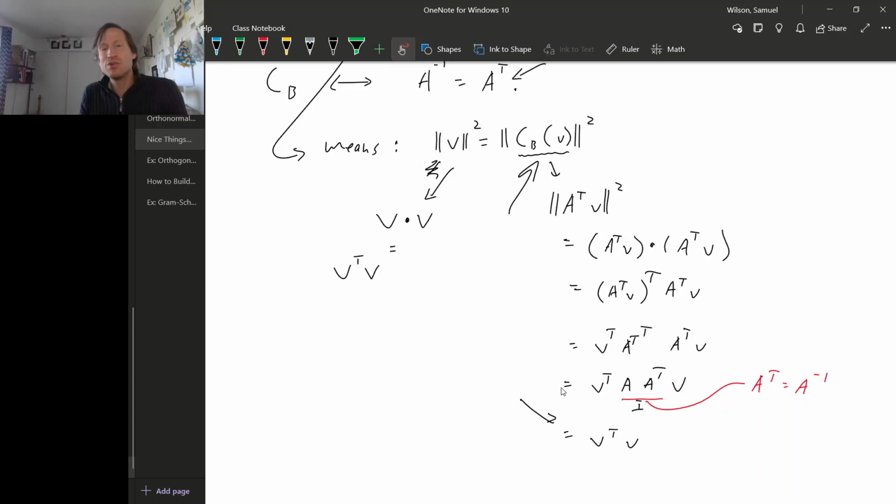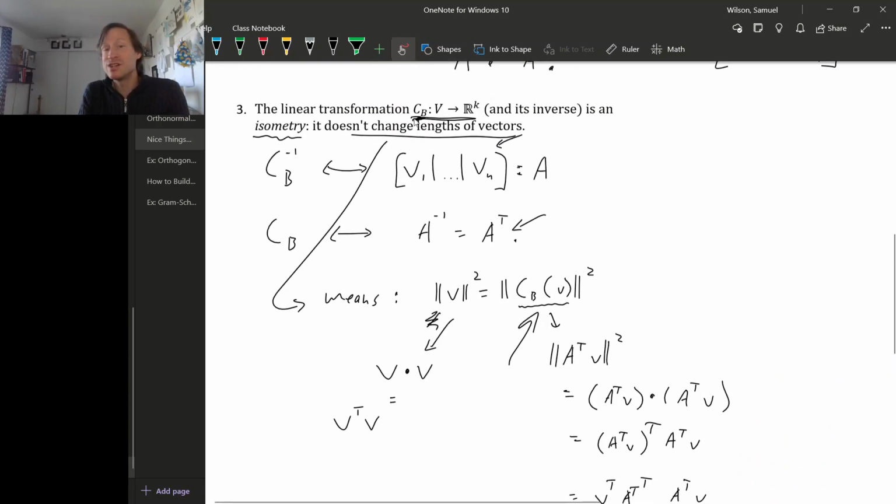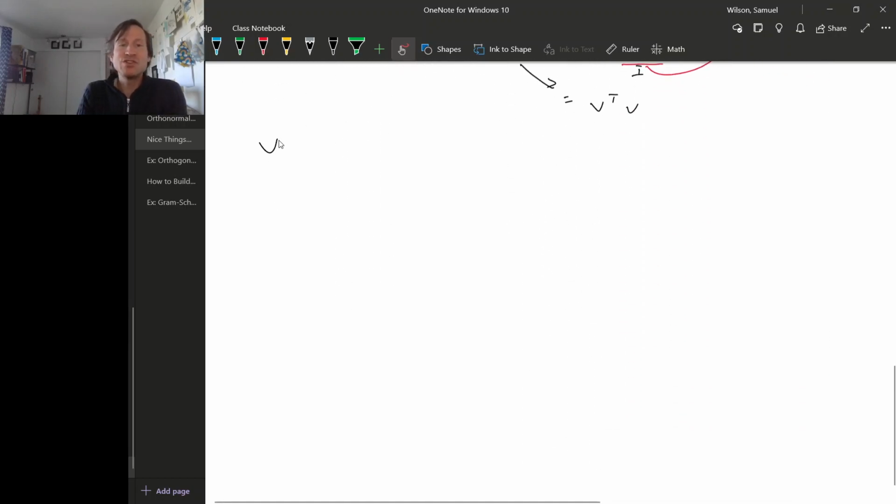So this proves that this coordinate transformation, or indeed any linear transformation represented by an orthogonal matrix, doesn't change the length of vectors. And actually, it's even better than that. Not only does it not change the length of vectors, it doesn't change the dot product of vectors. So suppose we have two vectors, v and w, in Rn, and suppose we have an orthogonal matrix, or a linear transformation represented by an orthogonal matrix, so that A transpose is equal to A inverse.